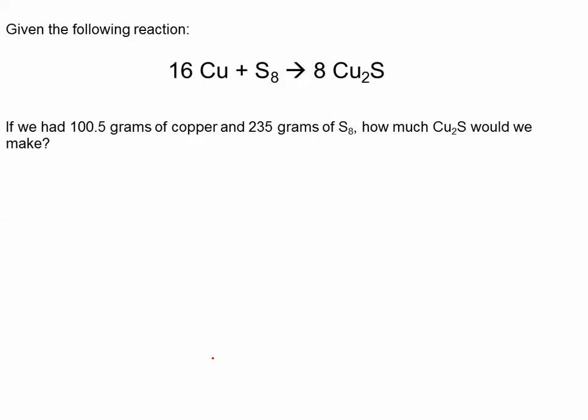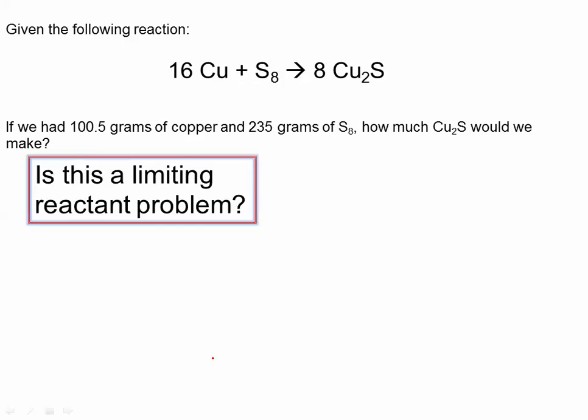Given the following reaction, we have 16 moles of copper plus 1 mole of sulfur produces 8 moles of copper(I) sulfide. Here's our problem. If we had 100.5 grams of copper and 235 grams of sulfur, how much copper(I) sulfide would we make?